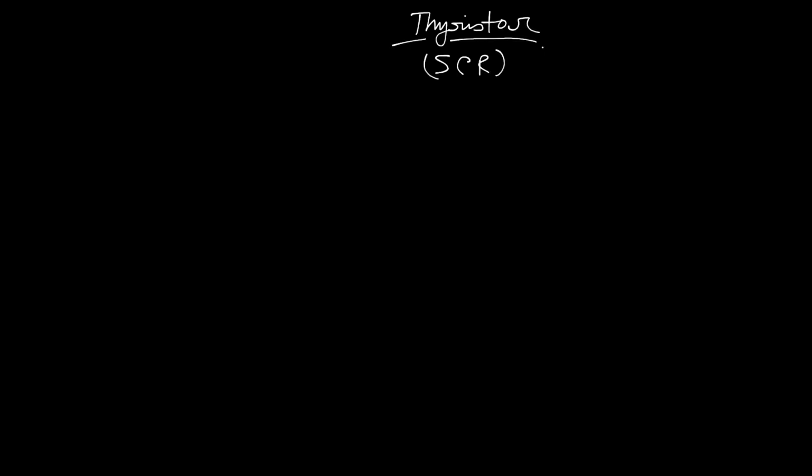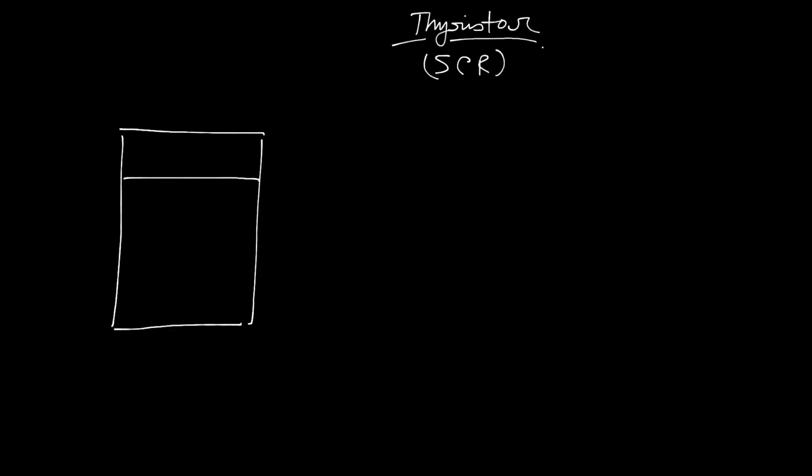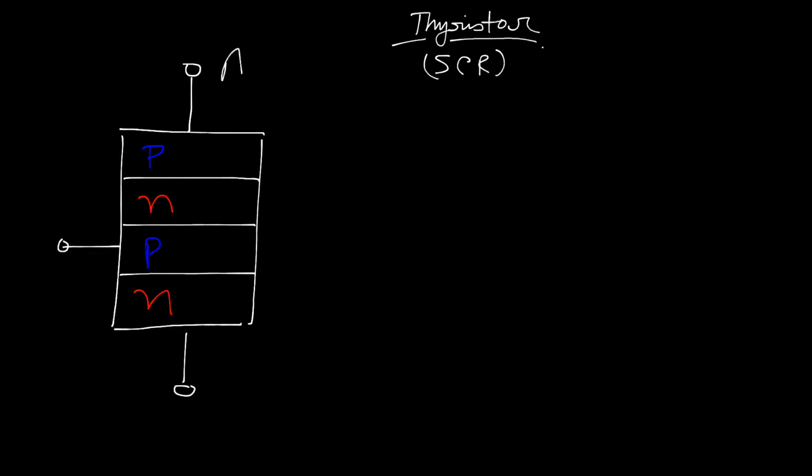First, construction. Let me draw the diagram first. It has 4 layers like this: P, N, again P, and the last one N. It also has 3 terminals. This is the anode, this is the cathode, and this is the gate.